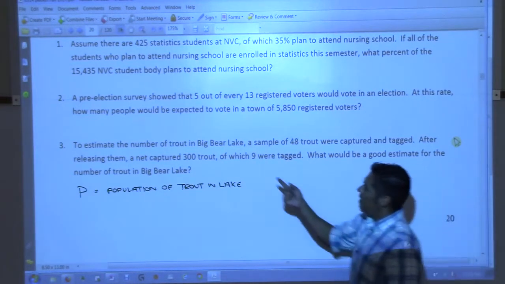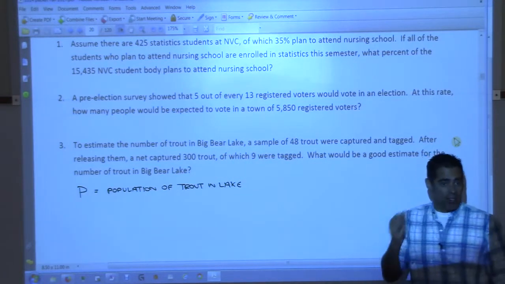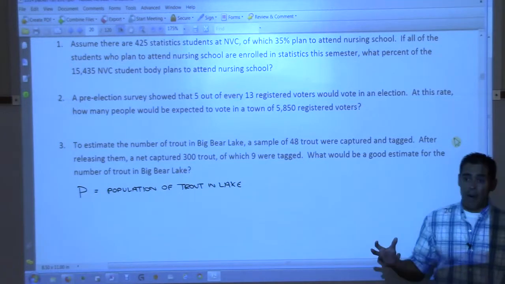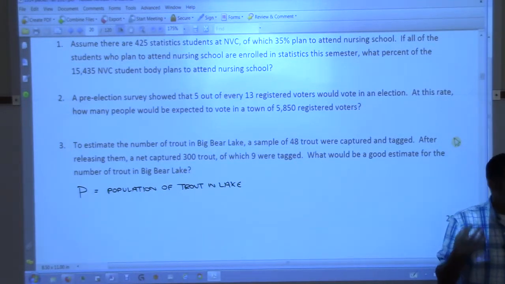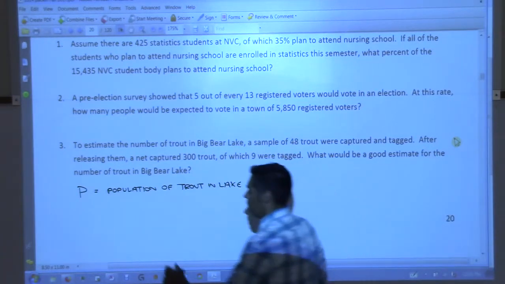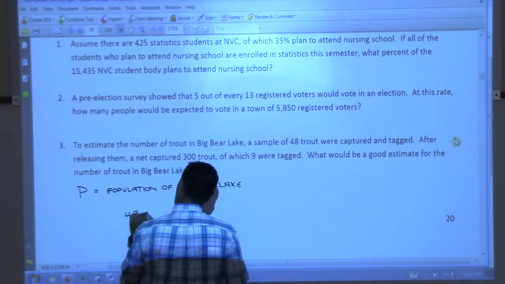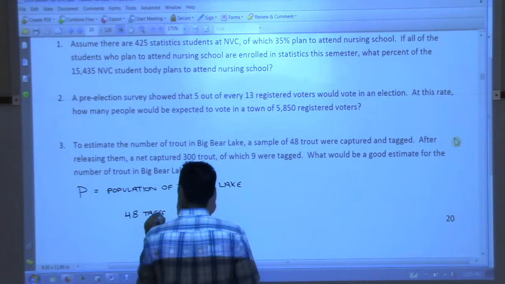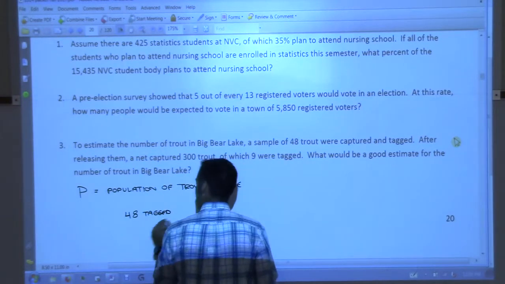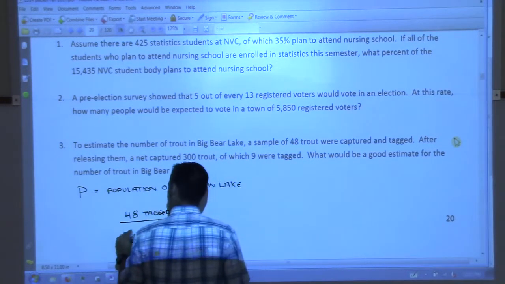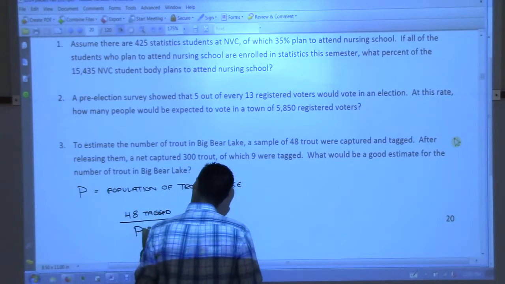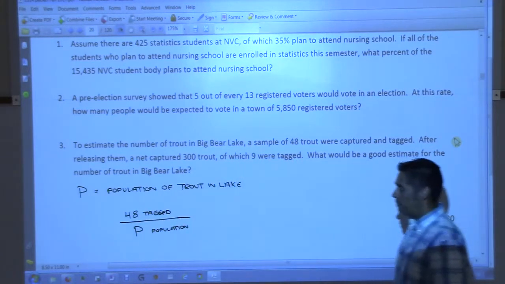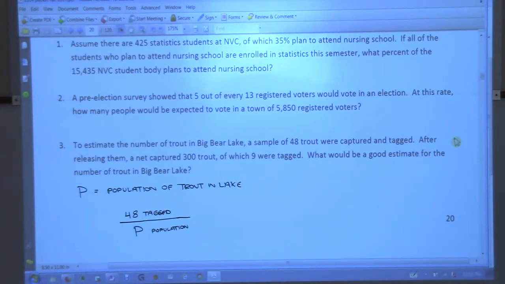So they catch 48 trout and tag them. That means 48 out of the total population are now tagged. I can write that down as a proportion. I can write 48 tagged out of the total population, P. We know that for sure. We know there are 48 tagged trout out of the total population.